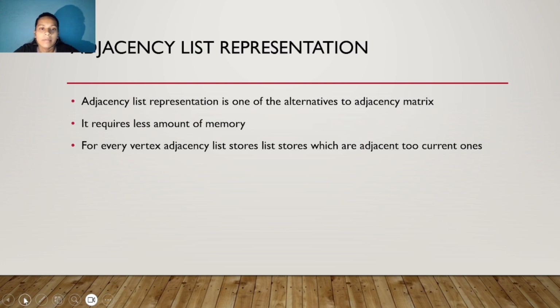The adjacency list representation is one of the alternatives to the adjacency matrix, because there are disadvantages in the adjacency matrix. In an adjacency list, we can overcome that. It requires less memory, which means its space complexity is very low. Space complexity means the space required to run the program. For every vertex, the adjacency list stores which vertices are adjacent to the current one. The connection between two vertices is represented as an adjacency list.